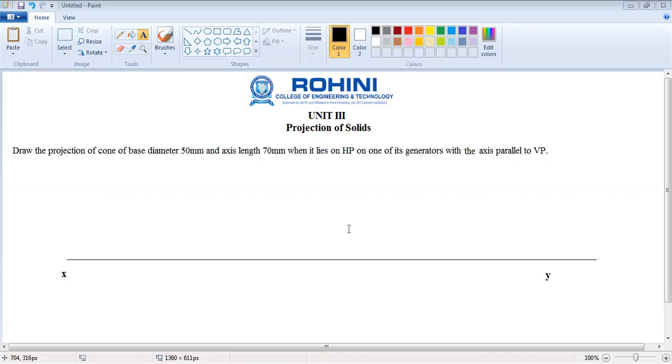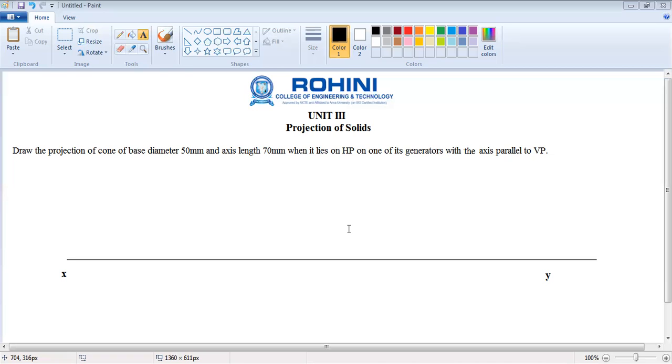Today, we are going to see the topic projection of solids, Unit 3. The question is: draw the projection of a cone of base diameter 50 mm, axis length 70 mm, when it lies on HP on one of its generators with the axis parallel to VP.